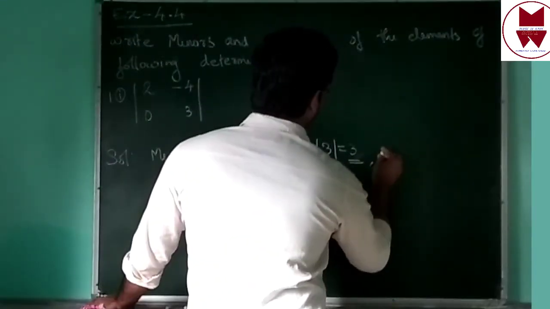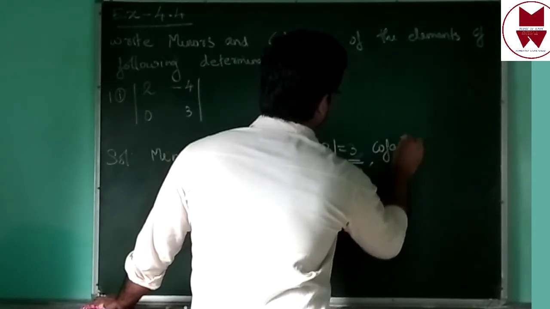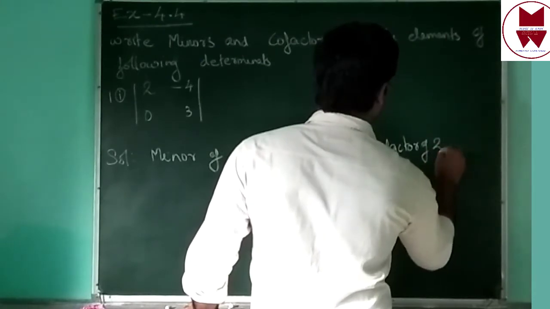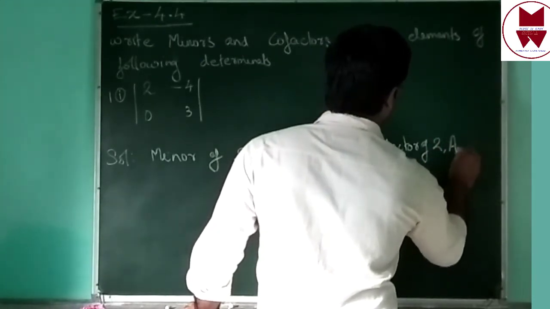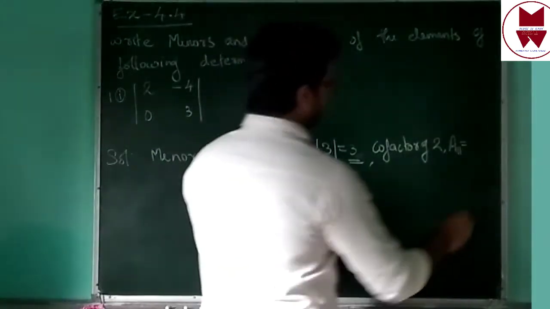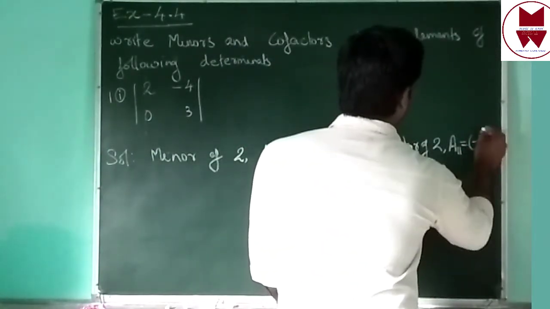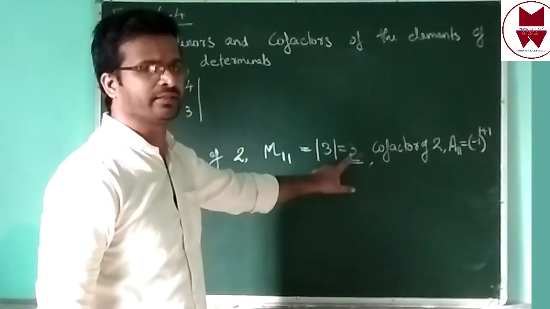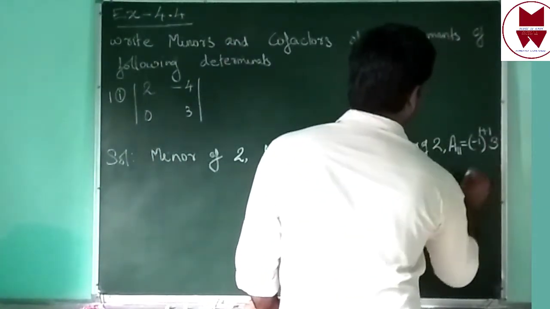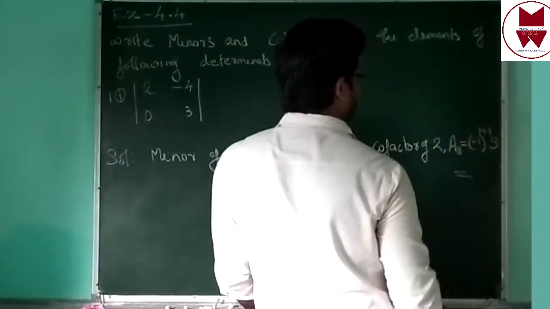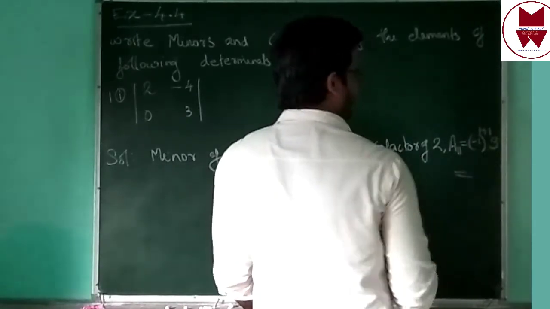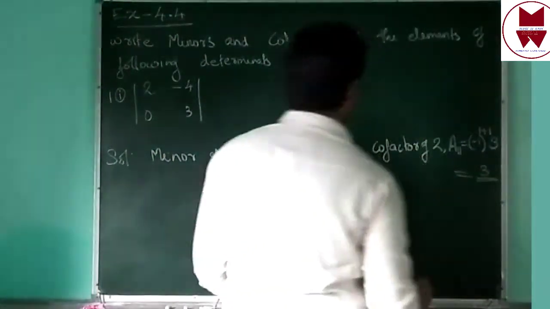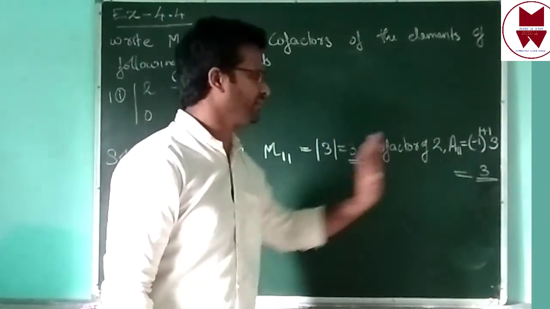Then directly we can write the cofactor also. The cofactor of 2 means A11, capital letter A we will use. Then minus 1 all raised to 1 plus 1, times M11, which we already got. How much is that? That is 3, isn't it? So minus 1 all raised to 1 plus 1 is minus 1 squared, minus 1 into minus 1, that will be plus 1. Then the remaining only 3. The cofactor of 2, we got the answer 3.